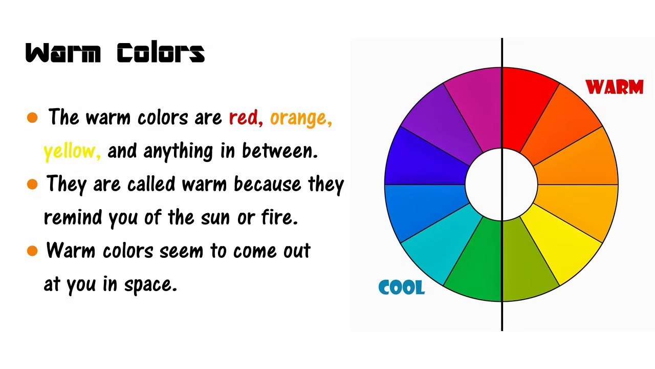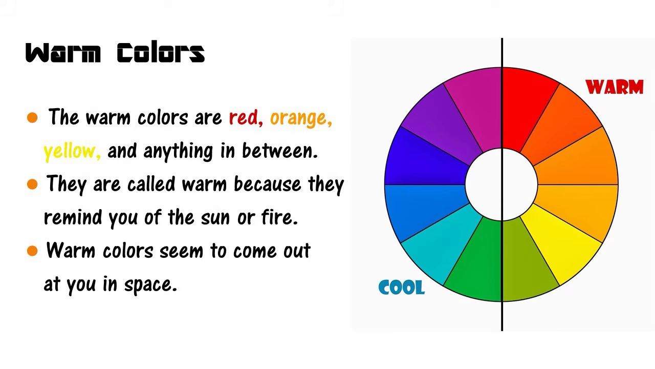So next we have warm colors and cool colors. Warm colors and cool colors are very important topics, because in previous exams we have been asked so many questions on warm colors and cool colors, especially their names and what they are. So warm colors are red, orange and yellow and anything in between them. On the right side you can see the line dividing the color wheel. The right side gives us the warm colors and the left side the cool colors.